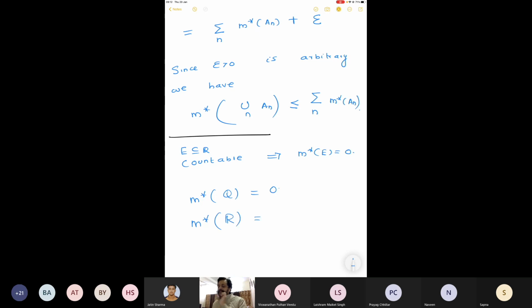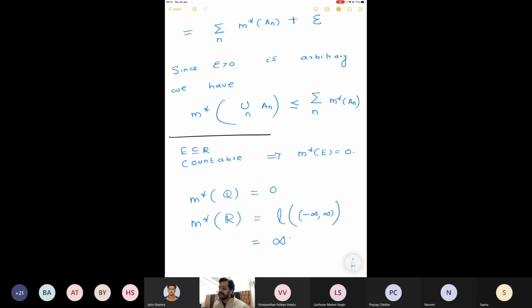Let us take two specific sets. Q is countable and R is uncountable. What is M star of R? Because R is an interval, it will be the same as the length of the interval minus infinity, infinity, and that is defined as infinity. So outer measure could distinguish two types of infinity, countable infinity and uncountable infinity, as far as Q and R are concerned.